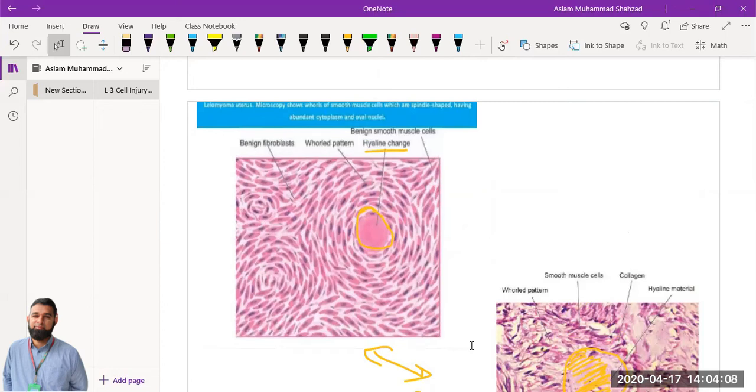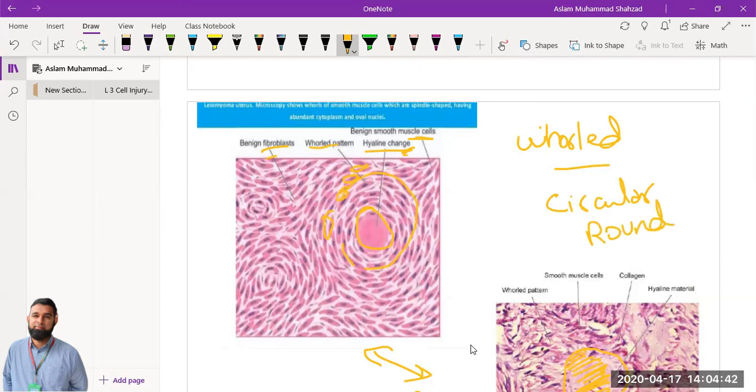Extracellular, it is not present inside the cell, and these hyaline changes can be seen around the benign smooth muscles and benign fibroblasts, and the pattern looks like a circular pattern. If you see all these structures, the cells are in a circle, and that's why we mention this as a whorled pattern. Whorled means circular, round, and because it is present outside the cells, we call them extracellular hyaline.